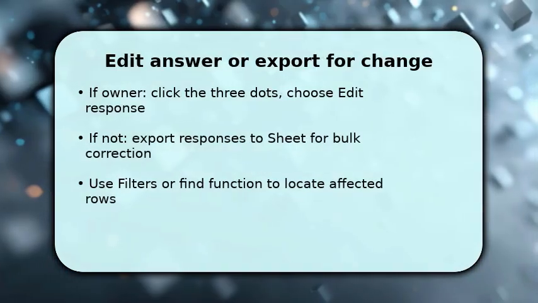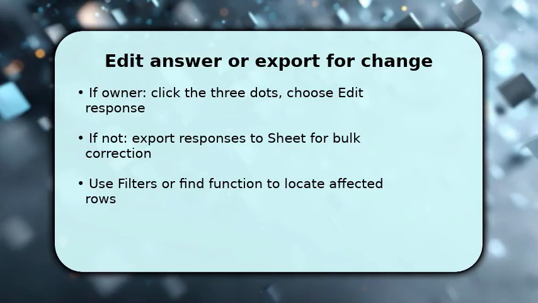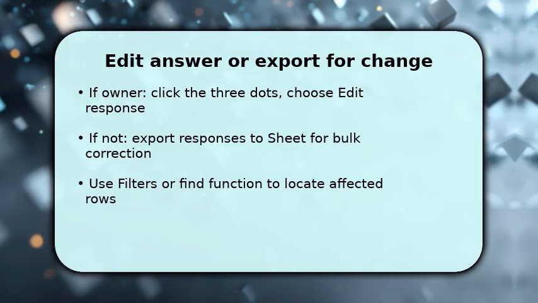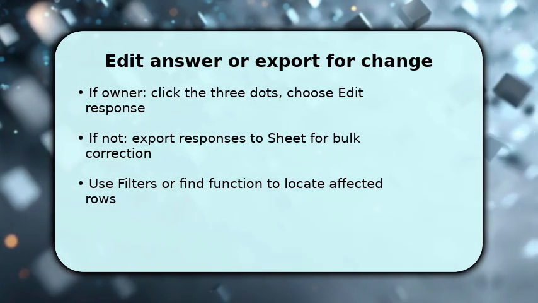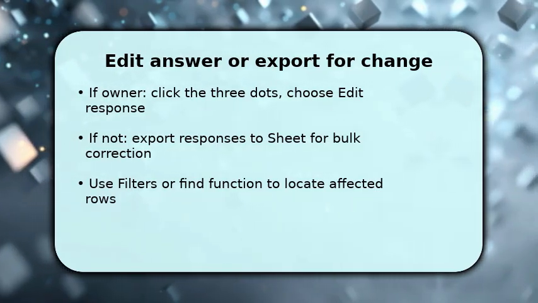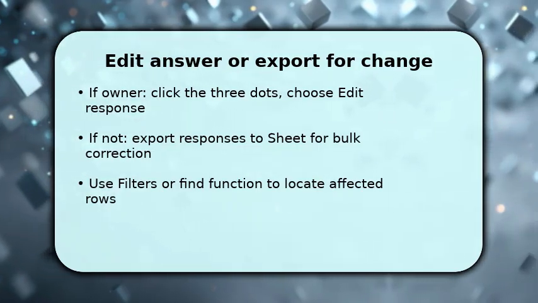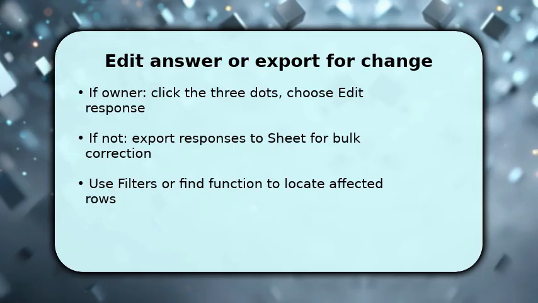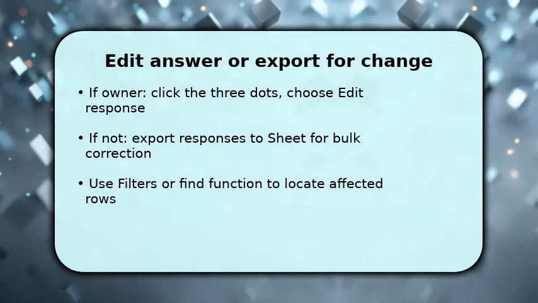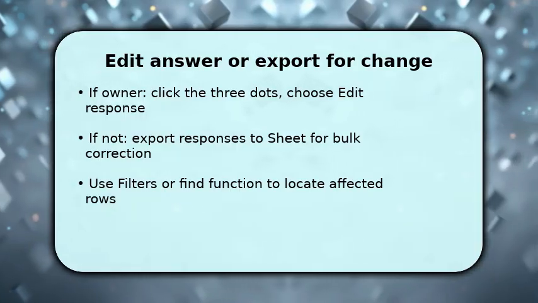Once you have the right response, decide how to change it. If you are the form owner or an editor, open the individual response and use the three-dot menu to select Edit Response and correct the field directly. This updates the original submission. If editing in Forms isn't allowed, click the green Sheets icon to export responses, use Filters or Ctrl+F to find the row, then correct the cell. Save changes and note why you edited for auditing later.